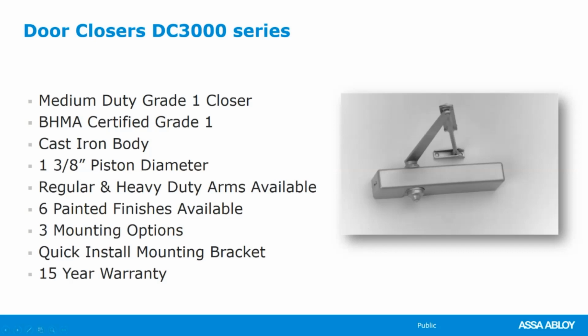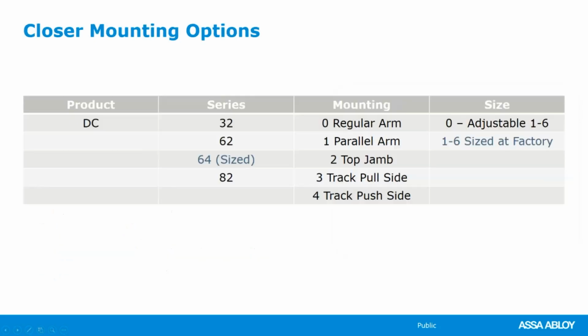So when we look at our door closer nomenclature, everything starts with DC for door closer. We talk about our mountings first. Well, our series is our 32 for our 3200, our 62 for our 6200, our 64 is our 6200 but factory sized. And we're going to talk about the size of the door closer.